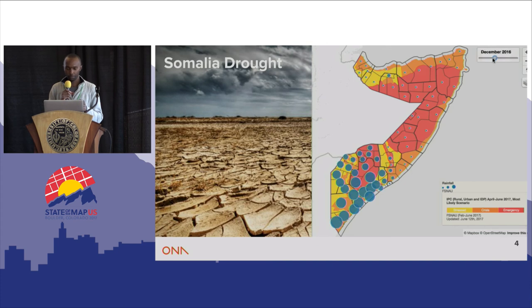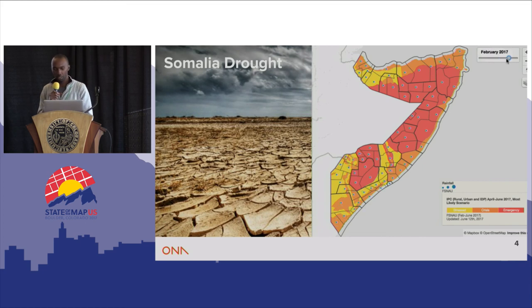So the map you see there is a visualization of some of the data for Somalia, and the indicator that's being shown on this map is the food security levels for different regions in Somalia. So you can see that a really large area is being affected; they're at emergency levels. Some are in crisis levels, like the areas down the coast, and the yellow areas show the stressed areas.